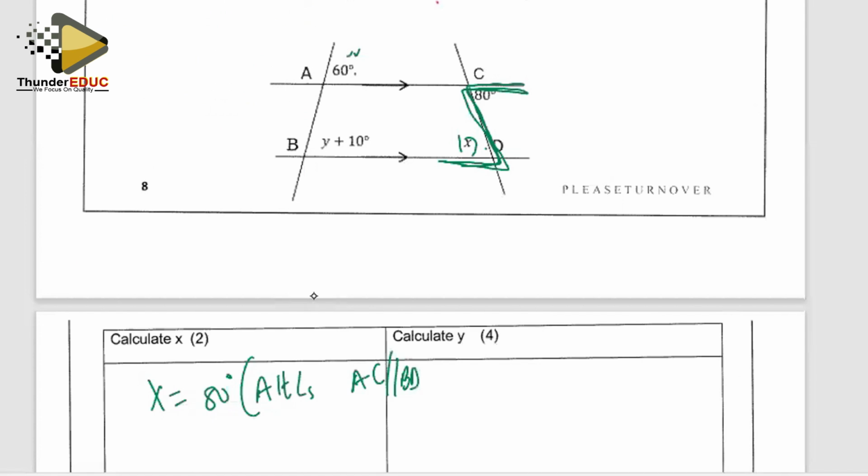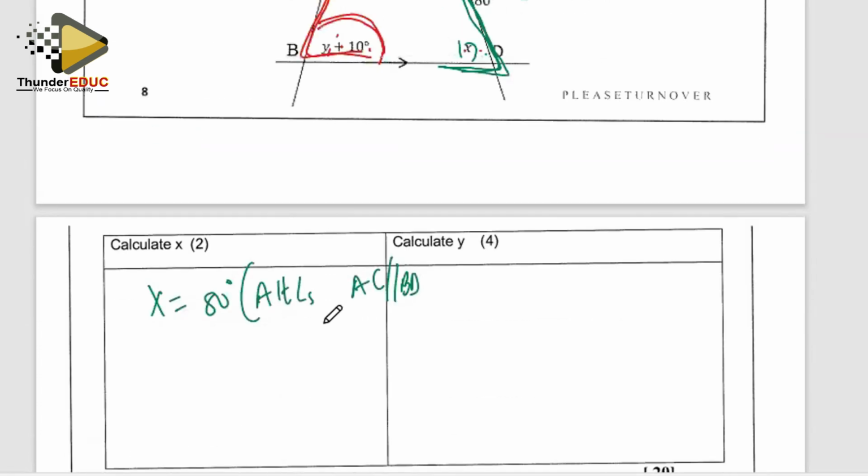Then y, I'm seeing this component of y. It has no relationship with x. They cannot be co-interior because this line is not parallel to this one. But I can see that they are equal to the 60. This y is equal to 60 because these two are forming the F, which is corresponding. All right, so what I'm going to do, I'm going to say that we know that corresponding angles must be equal.